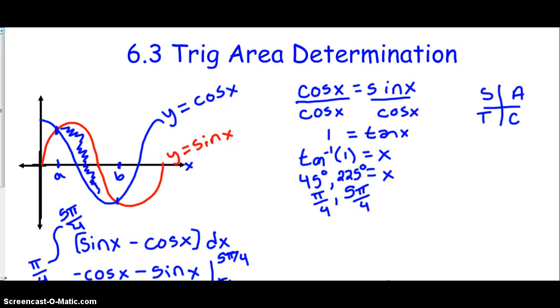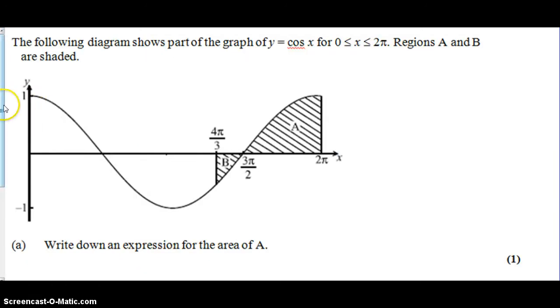Let's go to one that's actually a little bit simpler. It's just the trig function and the x-axis, but we're looking at it slightly differently because it's split into two pieces. We want to find the area between 4 pi over 3 and 2 pi, but the way that this IB question lays it out for you, you want to find them separately.